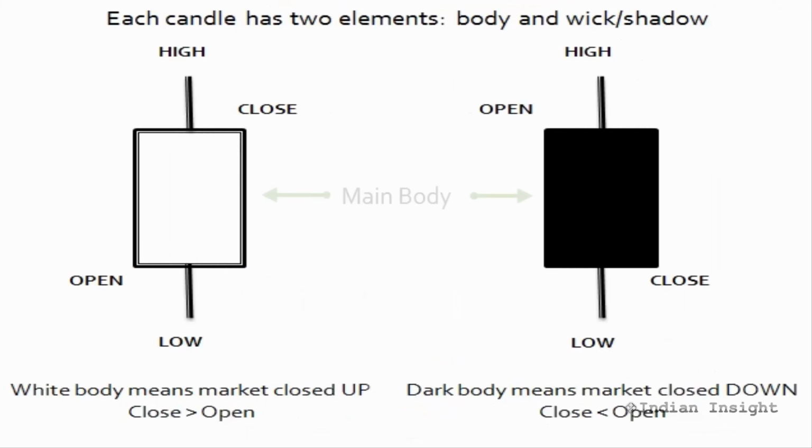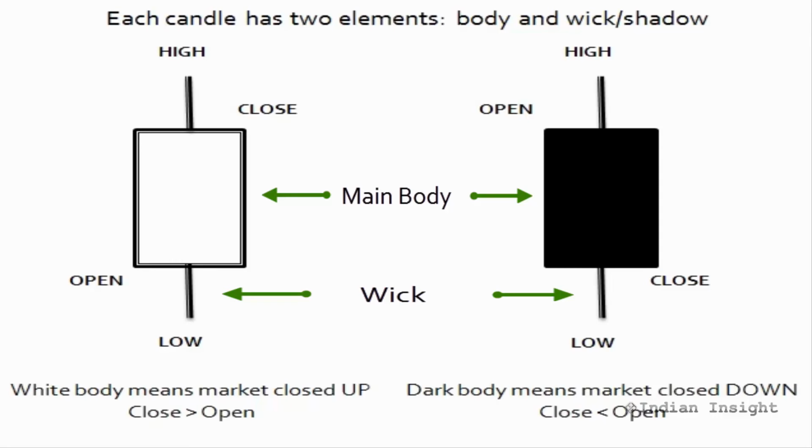Candlestick consists of a main body of the candle, which essentially is the area between the opening price and the closing price. The wick is the line which connects the high price or the low price of the day to the body of the candlestick.